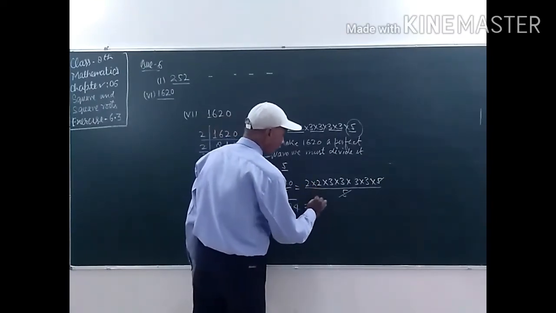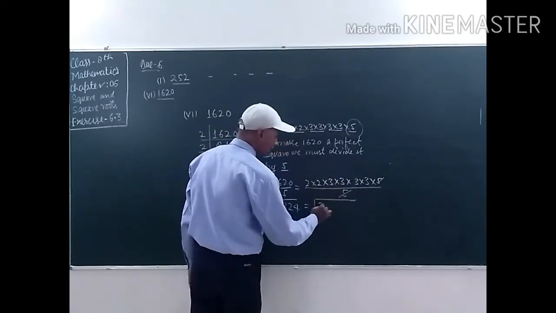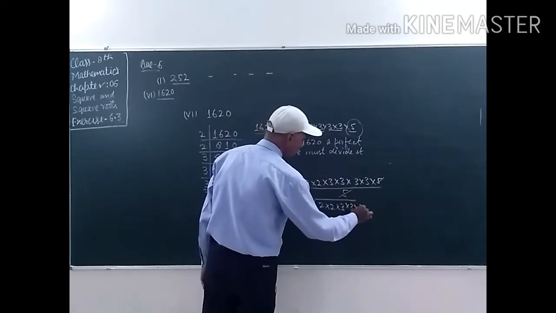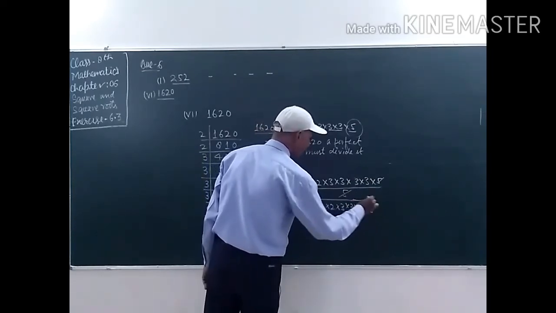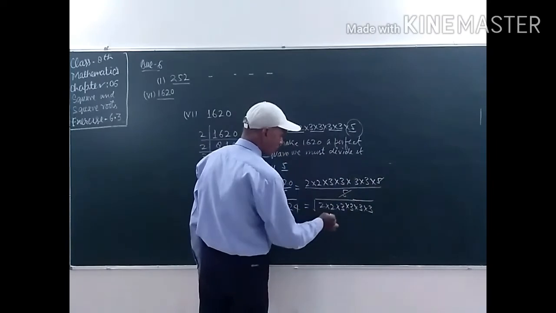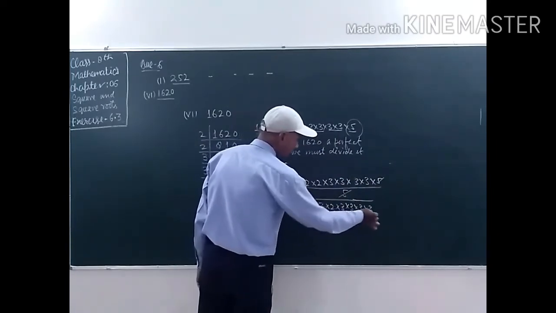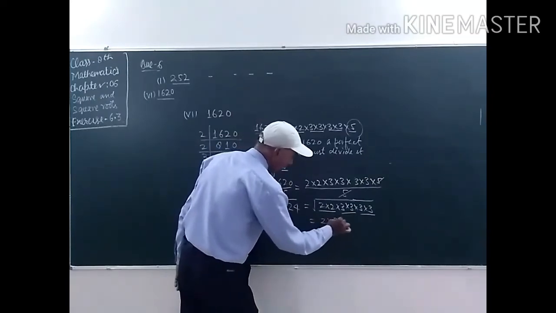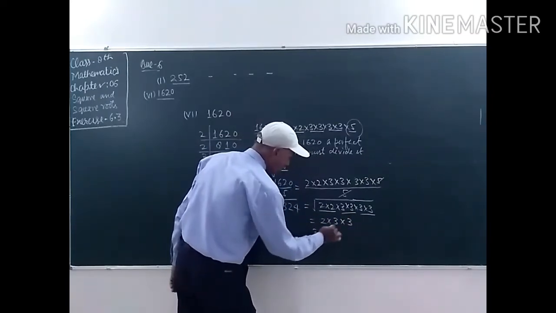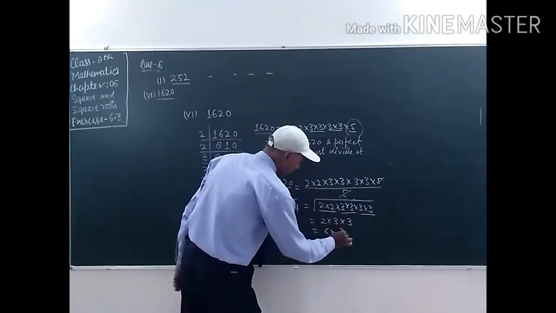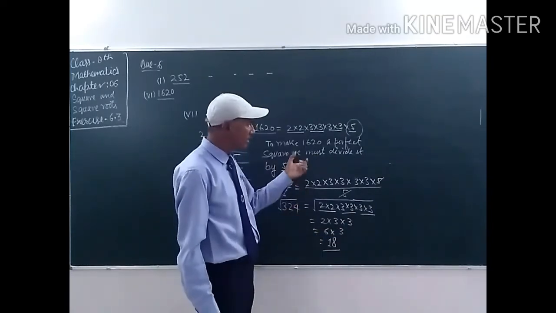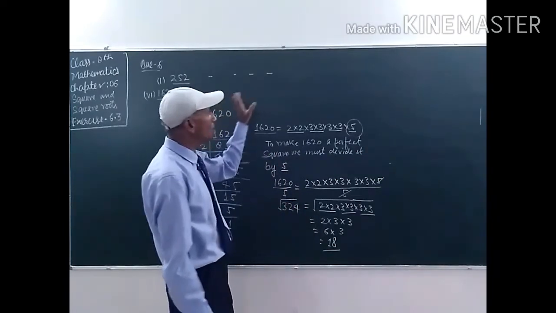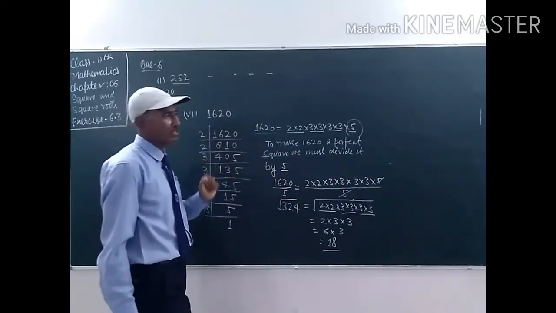So we have to find the prime factors of this: 2 into 2 into 3 into 3 into 3 into 3. This one 3 four times, student. So make the pairs. From each pair choose one number, that is 2 into 3 into 3. 2 times 3 is 6, times 3 is 18. So the answer is 5 and 18. Now you have to do all the other parts of this question, student.